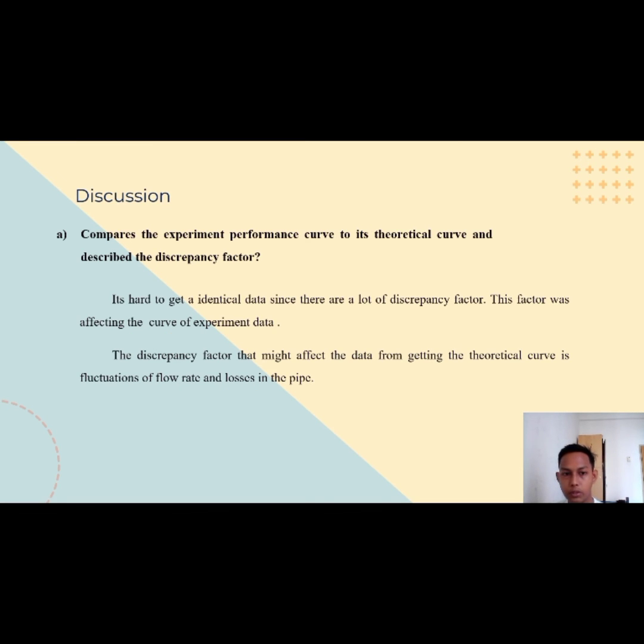So the last one, we go to the discussion. For the first one, compare the experiment performance curve to its theoretical curve and describe the discrepancy factors. My answer is it's hard to get identical data since there are a lot of discrepancy factors. These factors affect the curve for the experiment data. The discrepancy factors that might keep the data from matching the theoretical curve are fluctuation of flow rate and losses in the pipes.